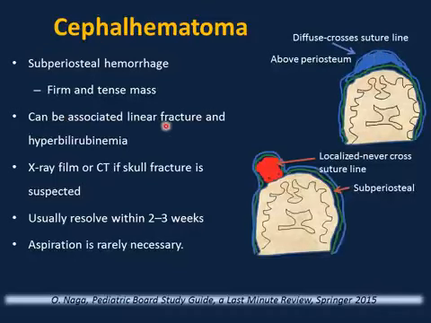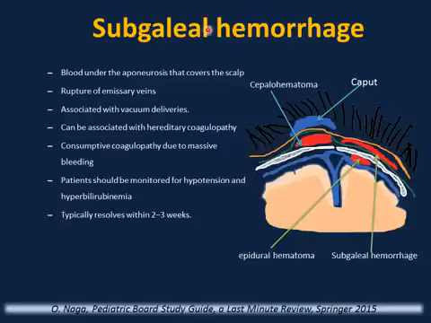This can be associated with linear fracture and hyperbilirubinemia. Any newborn with cephalhematoma need to watch for jaundice. X-ray film or CT scan if skull fracture is suspected. Usually resolve within 2 to 3 weeks, much longer than caput succedaneum. Aspiration is rarely required.